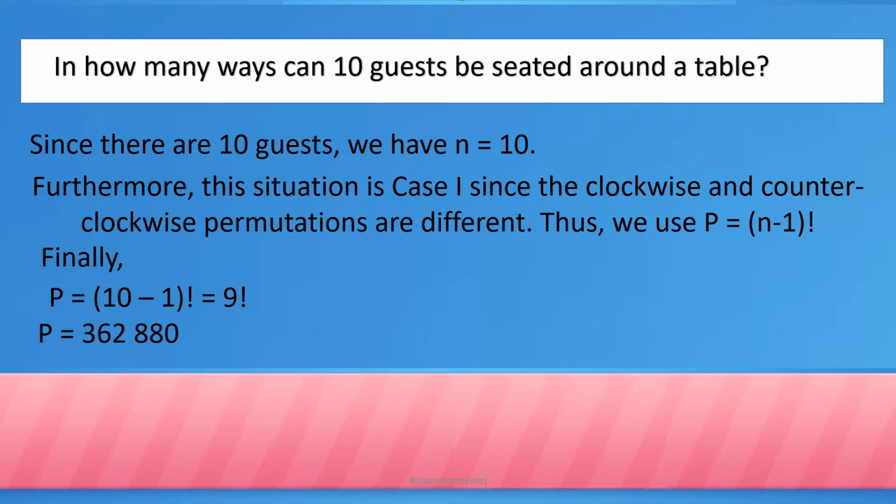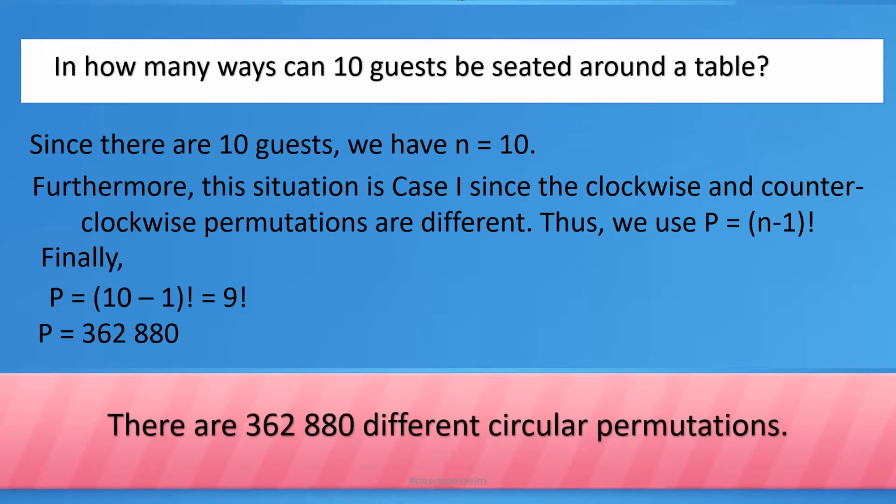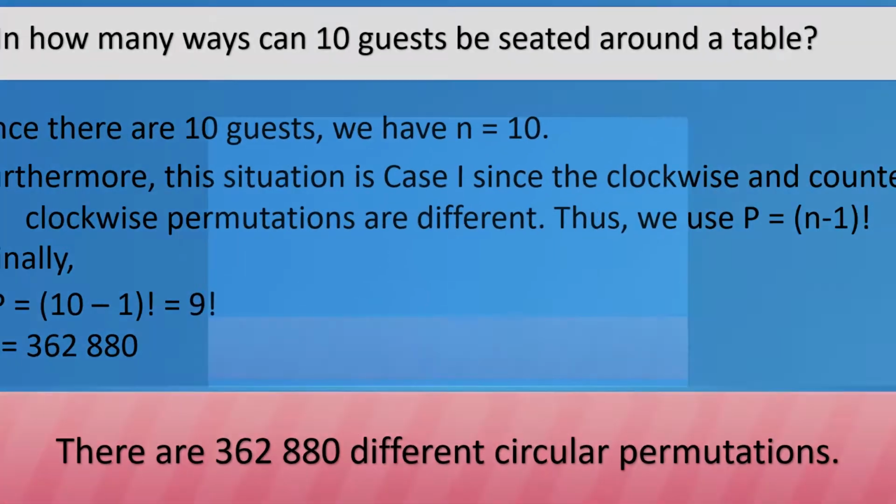And when we expand 9 factorial, we will come up to an answer of 362,880. Therefore, there are 362,880 different circular permutations.